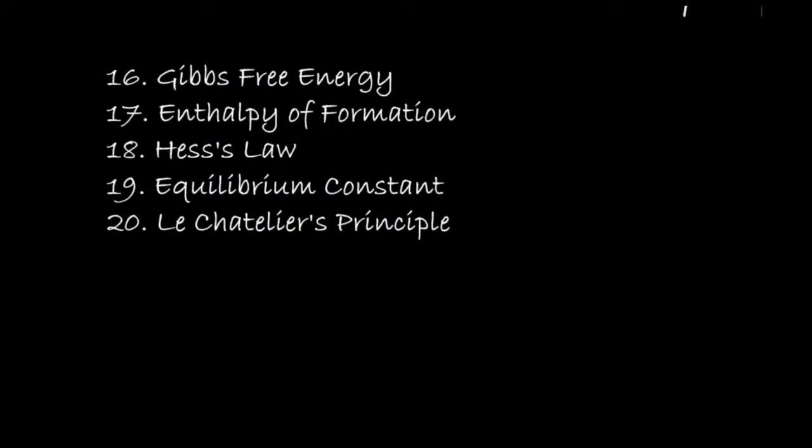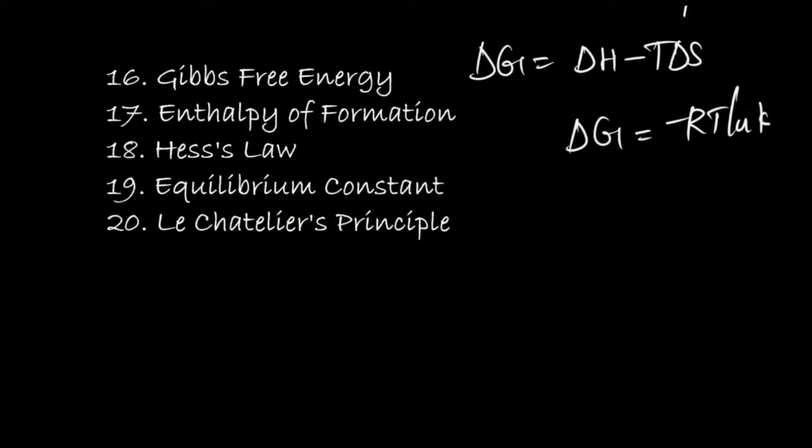The next one is Gibbs free energy. Gibbs free energy, delta G, is equal to delta H minus T delta S, right? So you can expect questions related to delta G equal to minus RT ln K, or else delta G equal to delta G standard plus RT ln Q, which involves the equilibrium chapter as well.